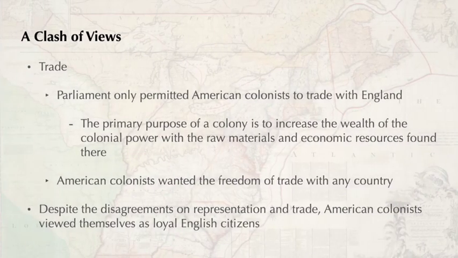The colonists and the English government also had opposing views on colonial trade. Parliament permitted the colonies to trade only with England. The colonists wanted the freedom to sell their products to any country. Despite these sharply differing views, many colonists still considered themselves loyal English citizens. In fact, they helped England defeat France in the French and Indian War, which ended in 1763. The colonists celebrated the victory, not knowing that their loyalty would soon be tested by new taxes forced on them by the English government.